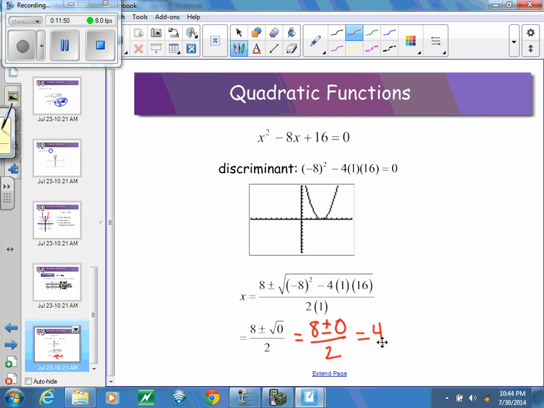So now that we're done working with these quadratics, hopefully it's reviewed a couple things with the complex numbers. If you have any questions, make sure you write them down and let me know tomorrow.